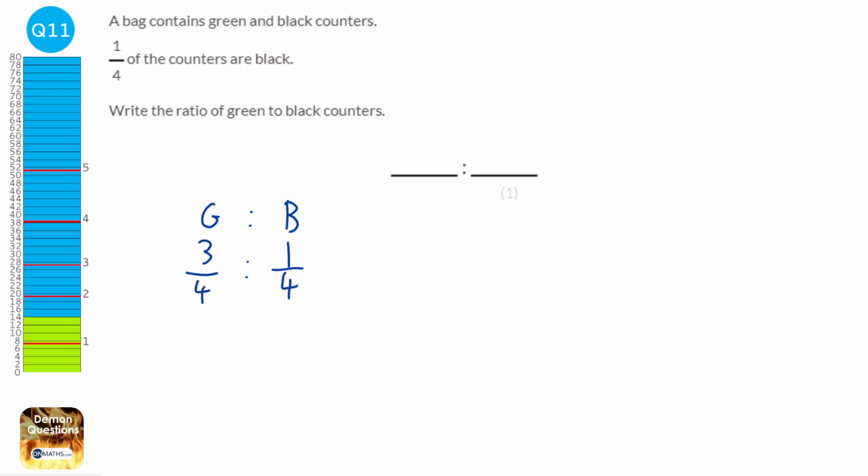And what we can do here is, on both sides of the ratio, just times it by 4. So I'm just going to times 4 both sides. So 3 divided by 4 times 4, because over 4 just means divided by 4. So 3 divided by 4 times by 4 just gets rid of the fraction. And 1 divided by 4 times 4 is just going to be 1. Now this might surprise some people because they will probably think it's a ratio of 4 to 1, but we can show here that it's a ratio of 3 to 1.